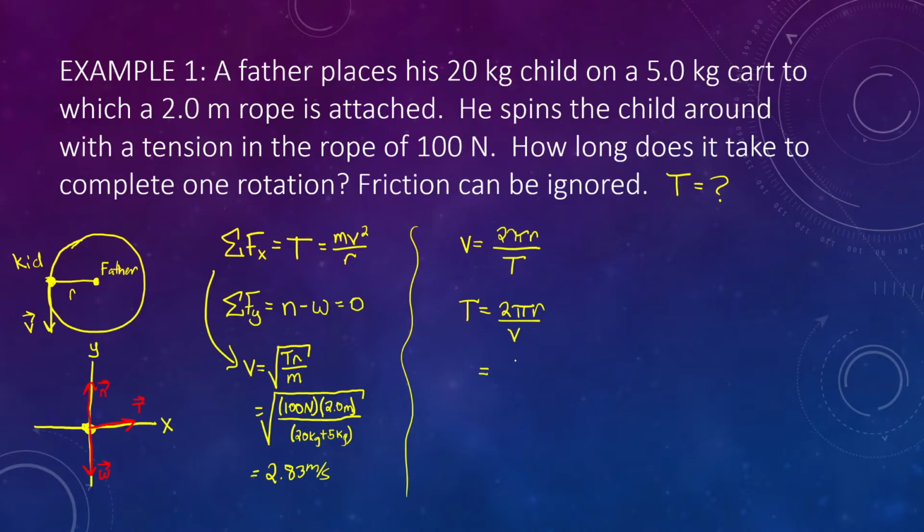We have the values to solve this, so let's do it. 2 pi times the radius of 2 meters, all divided by the speed that we just found of 2.83 meters per second. This gives us an answer for the period of about 4.4 seconds. So this is how long it takes the kid to complete one revolution around his circular path.